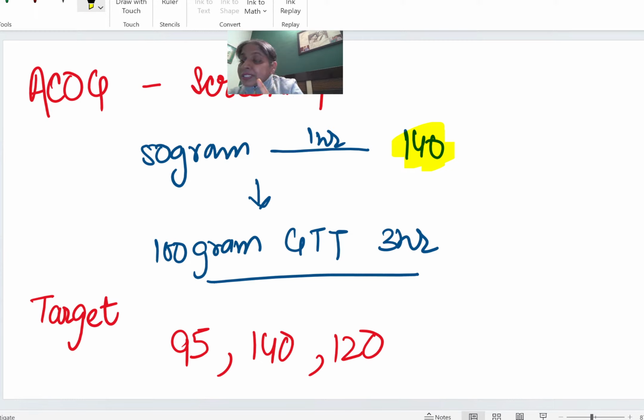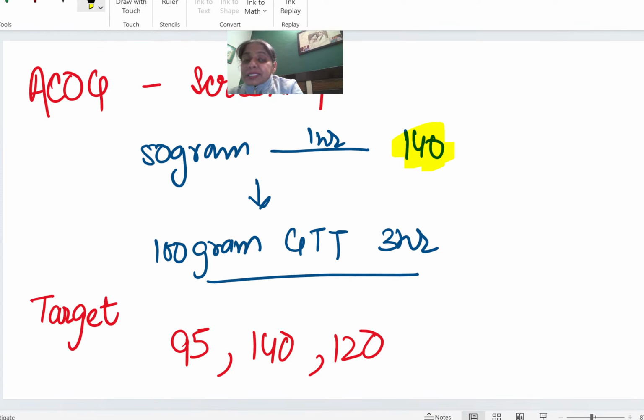Is it okay? Once it was asked in the FMG exam that if there are symptoms of hyperglycemia, then you can do it at any time. But if there are no symptoms, then you have to do it at 24 to 28 weeks.